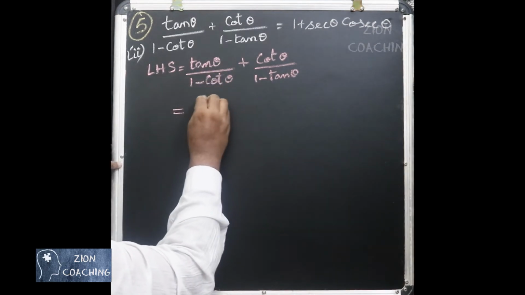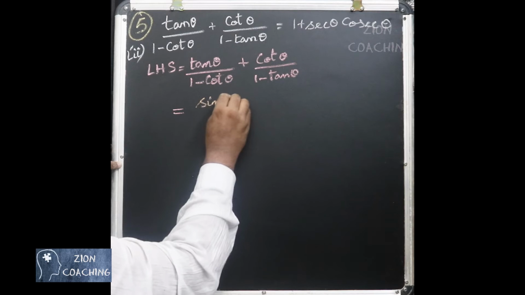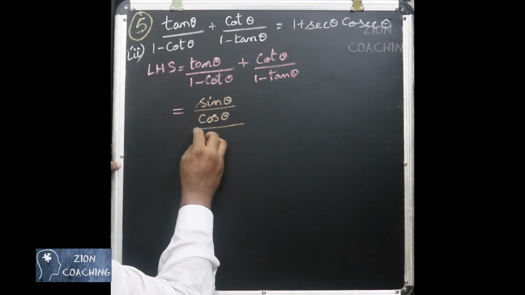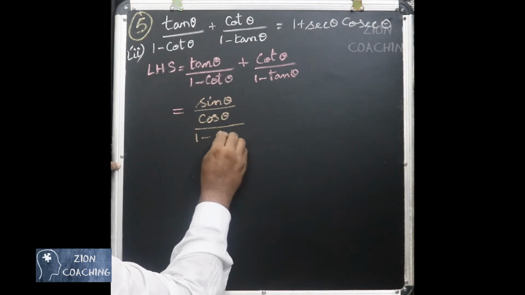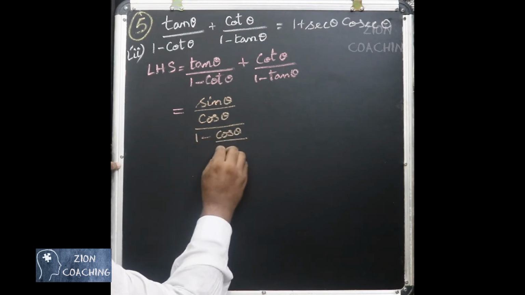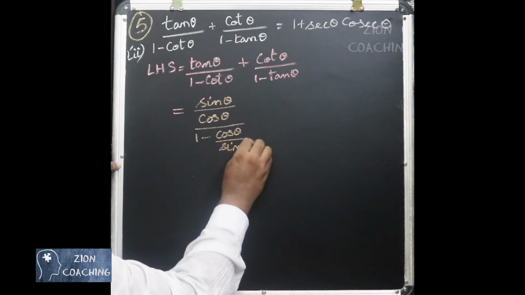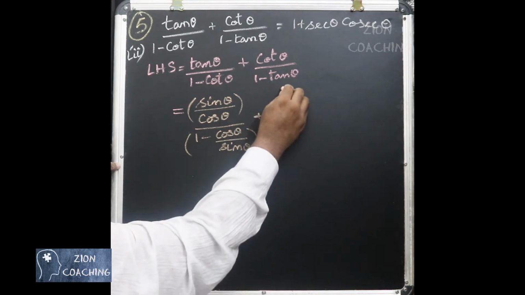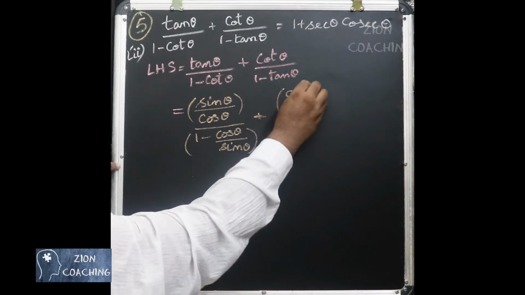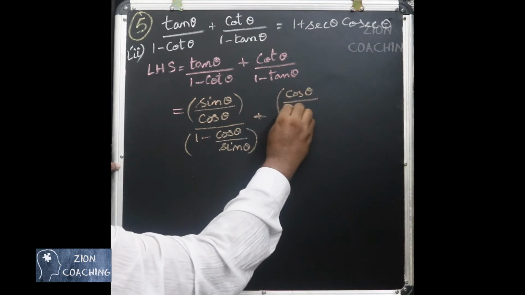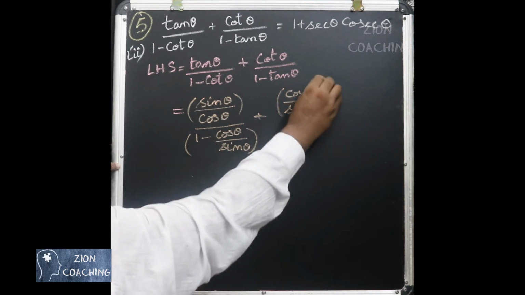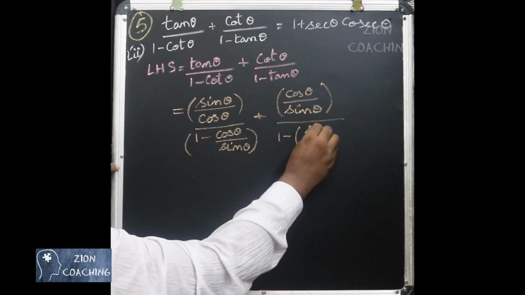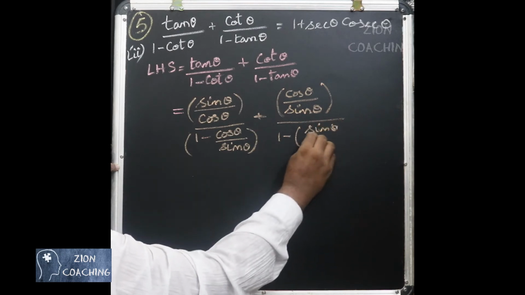So tan can be written as sin theta by cos theta, and cot theta is cos theta by sin theta. Let us use brackets to identify them. Plus cot theta is cos theta by sin theta. Then 1 minus tan theta is sin theta by cos theta.